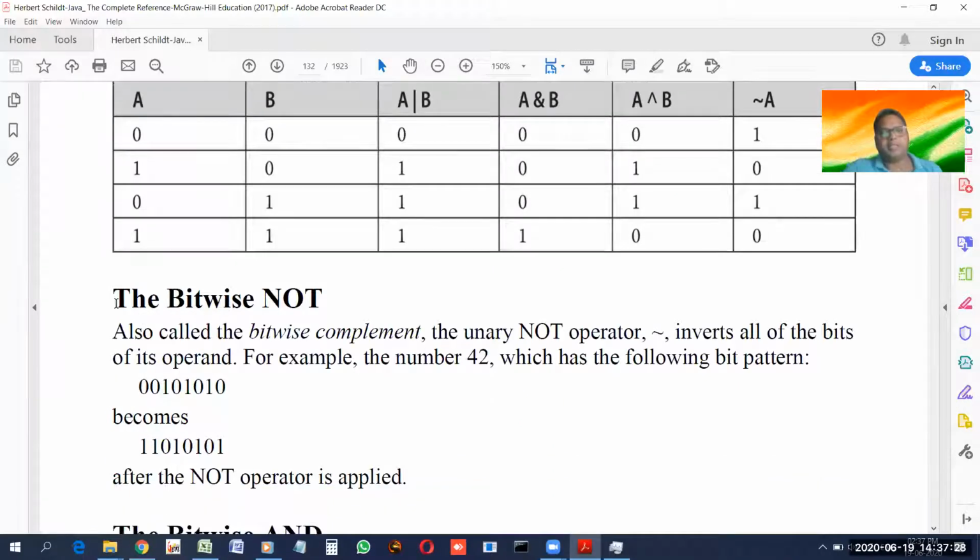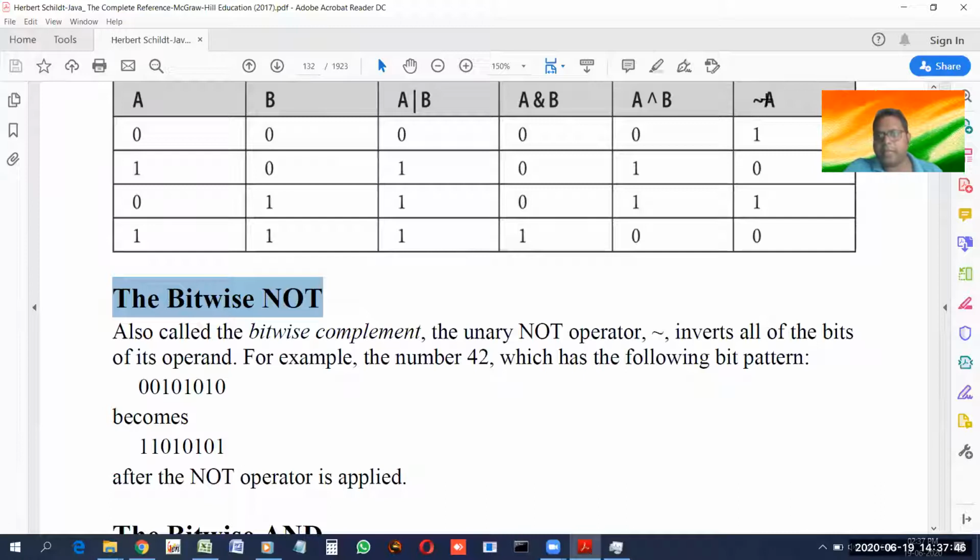So let us see the bitwise NOT. Now if you've understood this, let us see this also. If A and B are 0, then OR means both are 0, so false. AND also is all false. OR is also XOR.